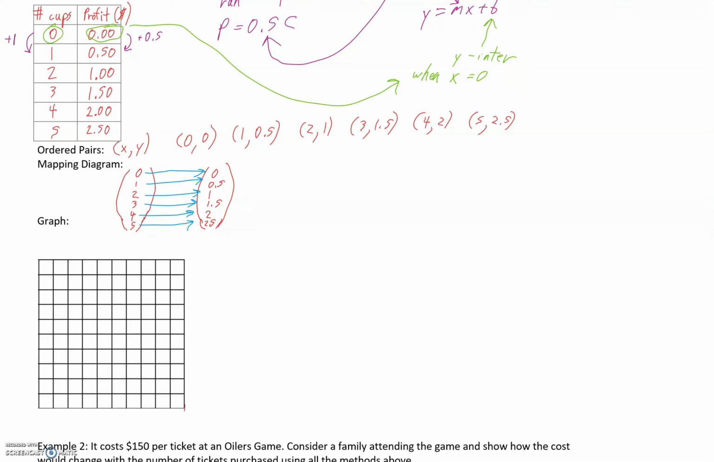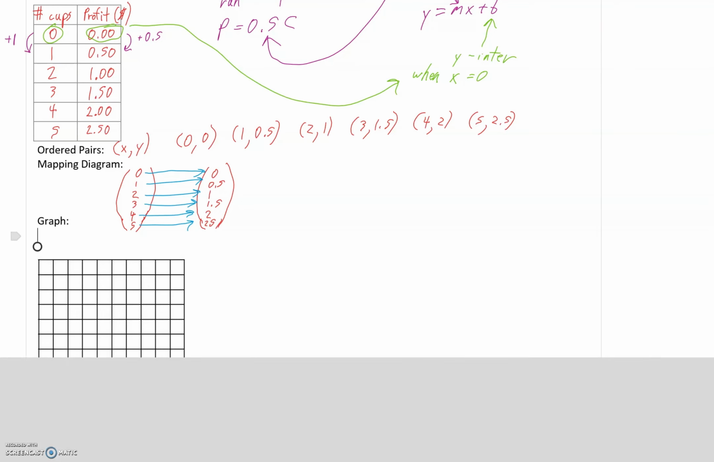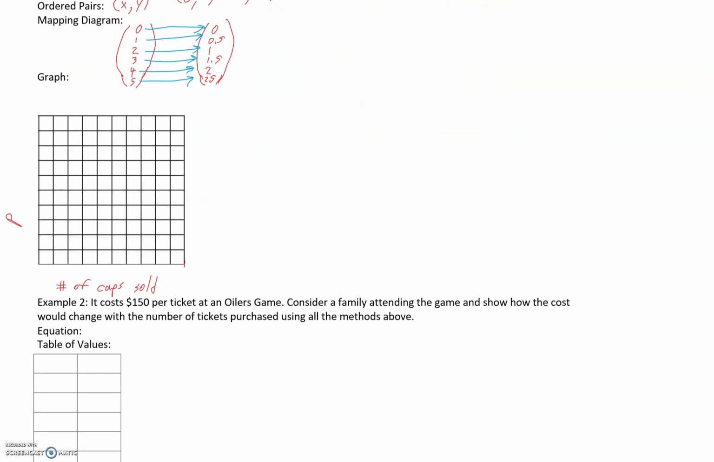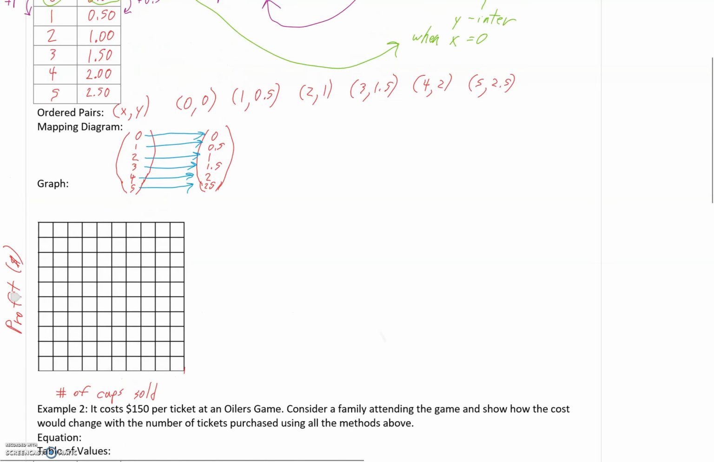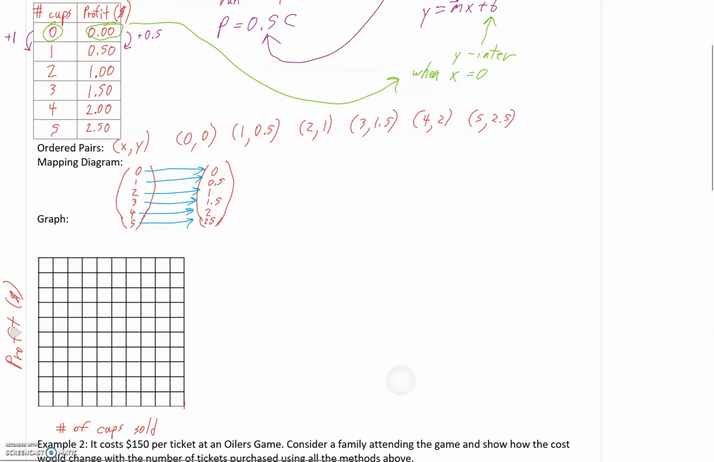All right, we're going to start with the number of cups sold on our x-axis, and we're going to have the profit in dollars for the y-axis. So we always have it y versus x as the title. So profit versus, I'm just going to write cups.